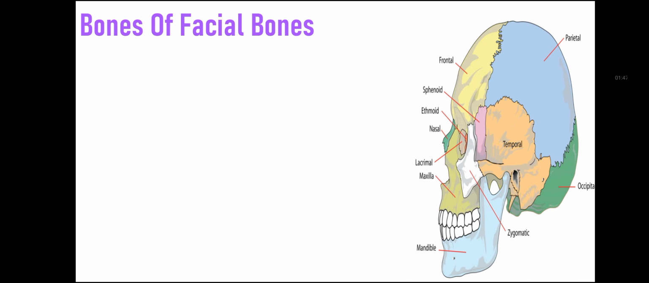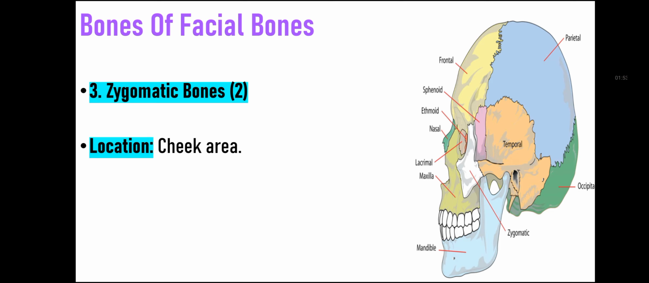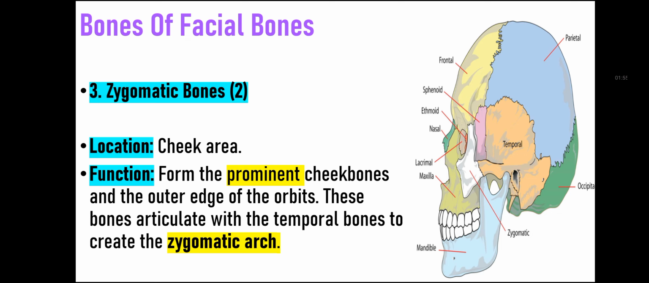Next facial bone is zygomatic bone, that are also the pair bone, that means there will be two zygomatic bone in every skull. Location, in the cheek area. Function, they form the prominent cheekbone and the outer edge of the orbits. These bones articulate with the temporal bone to create the zygomatic arch.